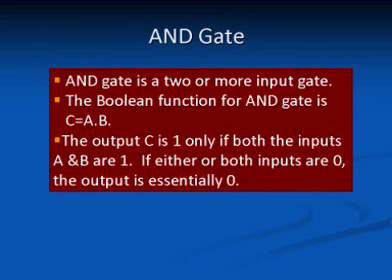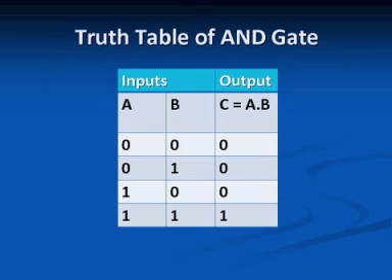As we understood earlier, in the truth table of a 2-input AND gate, there will be 4 input combinations. For inputs 0, 0, the output is 0. For inputs 0, 1, the output is 0. For inputs 1, 0, the output is again 0. For inputs 1, 1 only, the output is 1.